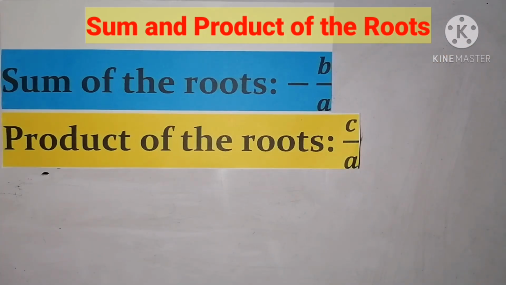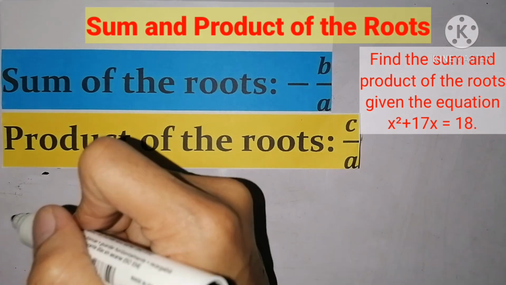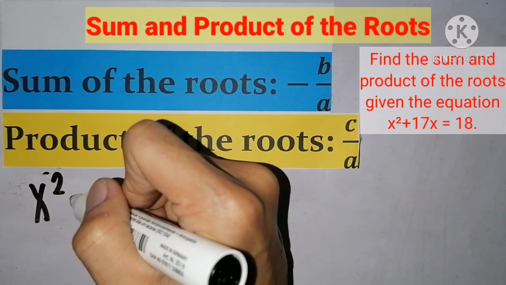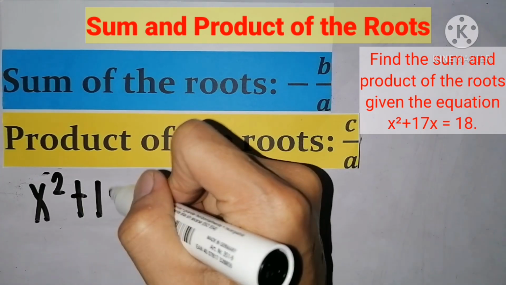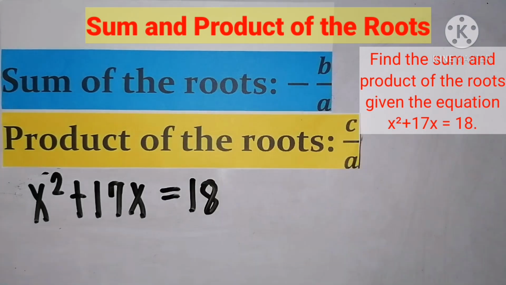Let's proceed to example number 2. Find the sum and product of the roots given the quadratic equation x squared plus 17x equals 18. Again, find the sum and product of the roots given the quadratic equation x squared plus 17x equals 18. The first step is to rewrite the quadratic equation, that is x squared plus 17x equals 18.